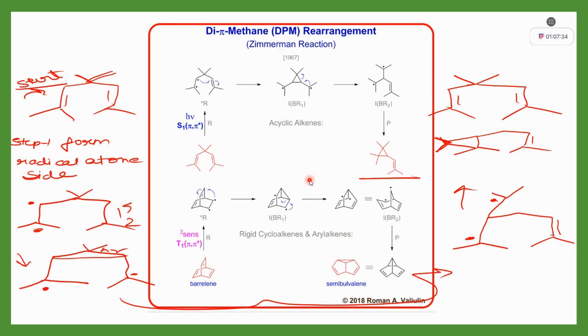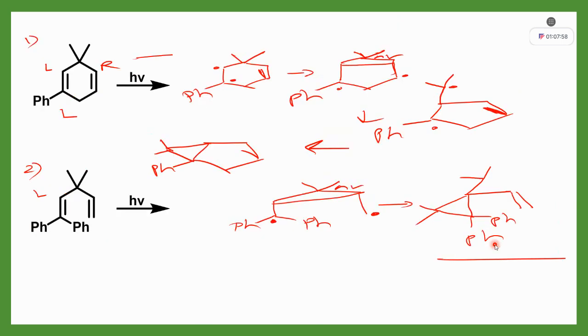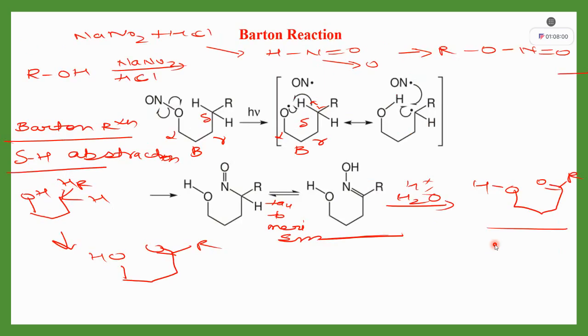Di-pi-methane rearrangement I have told you earlier also. In 1967, it was first given by Zimmerman. First, you have to make the radical, then cyclopropane. Then, on the side from where you started, you have to break the cyclopropane on the opposite side, resulting in formation of an alkene on one side and a cyclopropane on the other. This is your di-pi-methane rearrangement. Then I solved some questions.